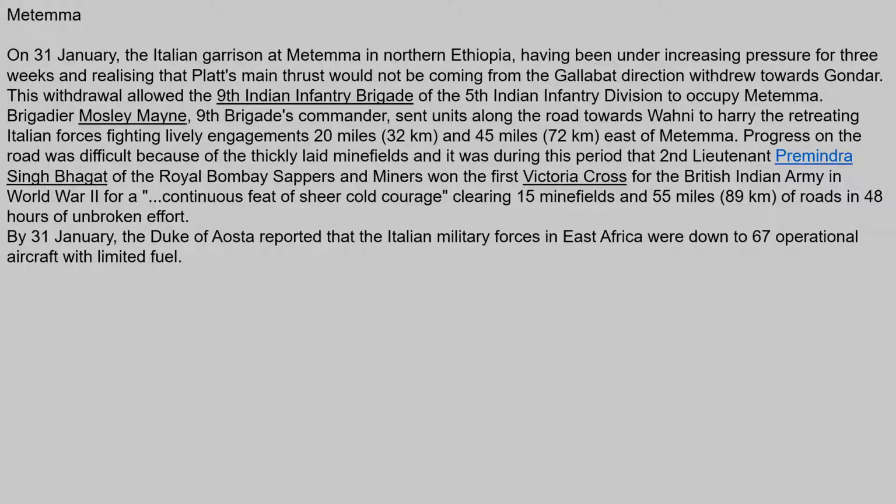On the 31st of January, the Italian garrison at Metemma in northern Ethiopia, which had been under increasing pressure for 3 weeks, realized that Platt's main thrust would not be coming from the Galabat direction and withdrew towards Gondar. This withdrawal allowed the 9th Indian Infantry Brigade of the 5th Indian Infantry Division to occupy Metemma.